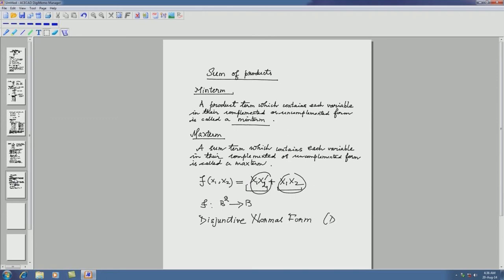Or in terms of DNF, I repeat again, if a Boolean expression is written as a sum of min terms, then it is said to be a disjunctive normal form of the corresponding Boolean function.